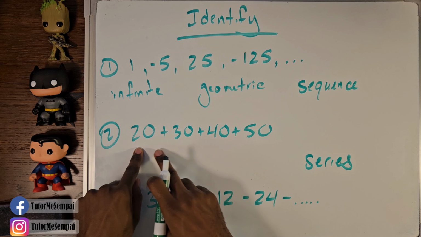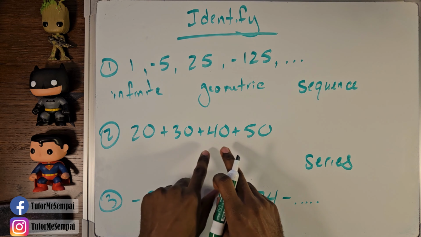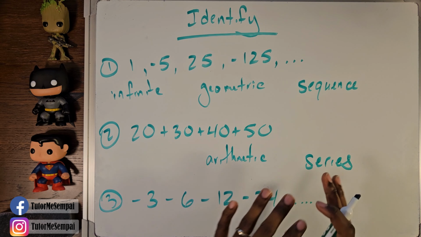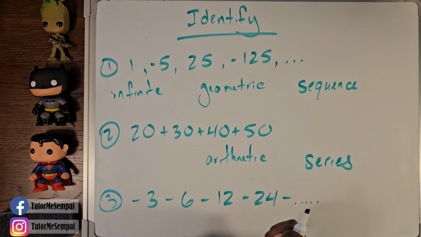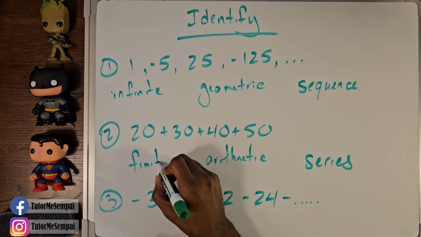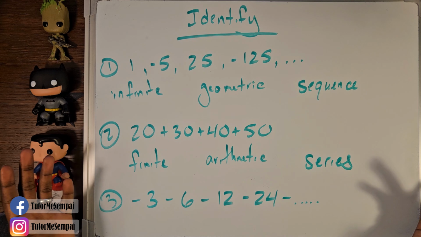Well, it seems like we have a common difference of 10 as we move down the series. So now we have an arithmetic series, but is it finite or infinite? Well, this is going to be finite. It's not continuing. This is a finite arithmetic series. How about our third one?